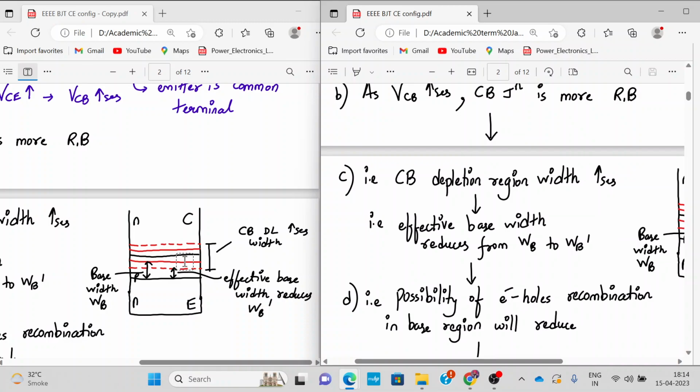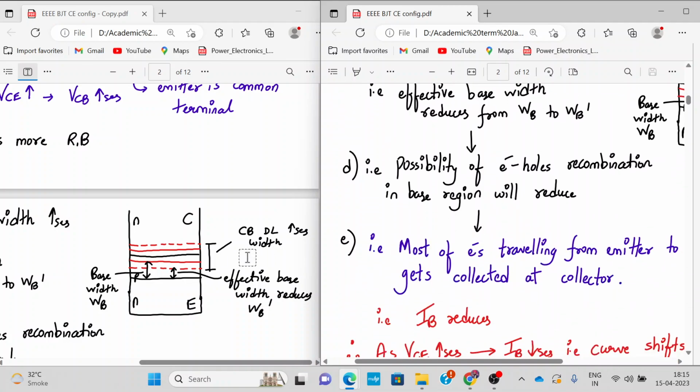So what happens is the effective base width changes. This is my base, right? Earlier the effective base width was this much, WB, and now due to the increase in the depletion region of the collector and base, the effective base width is reduced to WB dash. So WB dash is less than the original WB. Therefore, in the base, electron-hole recombination takes place. Whatever electrons are moving towards the base terminal, some of them recombine. So the probability of electron-hole recombination in the base reduces even further. So due to this, what will happen?